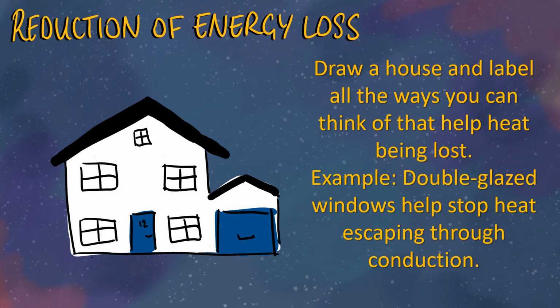Okay, so an example is double glazed windows help stop heat escaping through conduction. So double glazed windows, if you just had a glass pane by itself, then that is one solid sheet and heat could easily be lost through conduction. If we have two sheets that are spaced away from each other with air in the middle, then that is stopping conduction because it's not just one sheet, it's got a bit in the middle that's not solid. Okay, so it can't just conduct all the way through, so that helps heat being lost. So I want you to write down all the examples that you can think of that will help heat from escaping from your house.